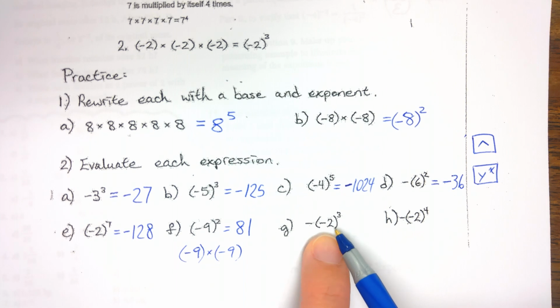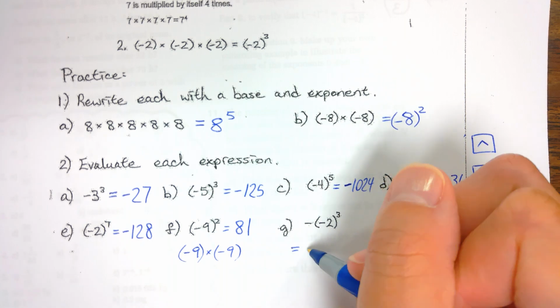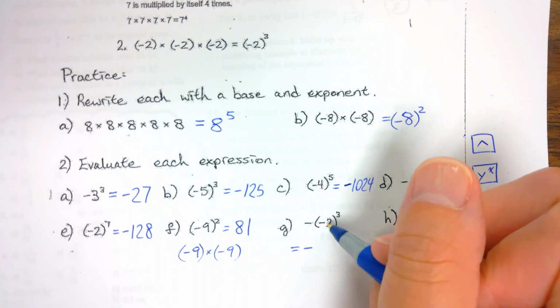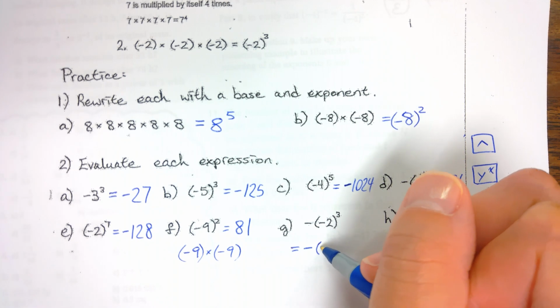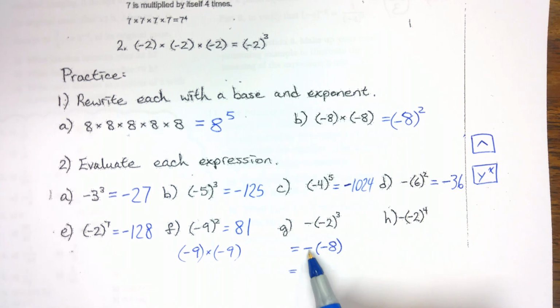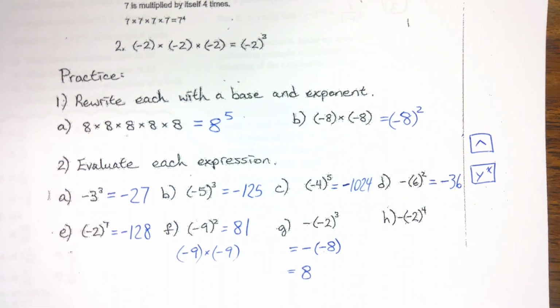Okay, this one, a tricky one. Jenny. 8. Let's see why it's positive 8. I have the negative sign on the outside. Negative 2 times negative 2 times negative 2 is negative 8. And then 2 negatives make a positive. So that's why your answer is 8.